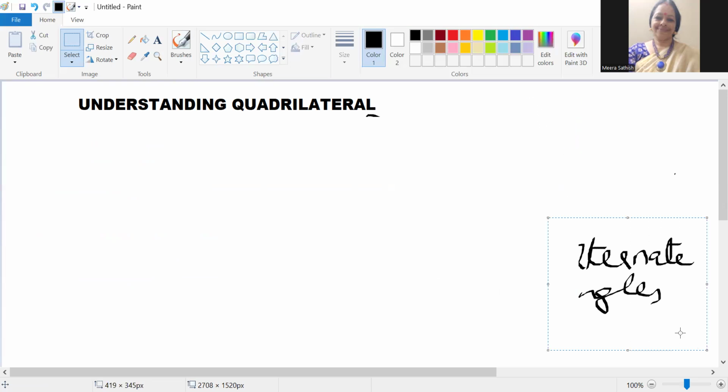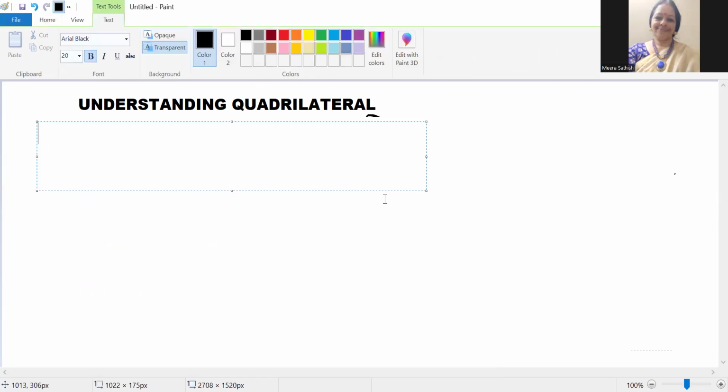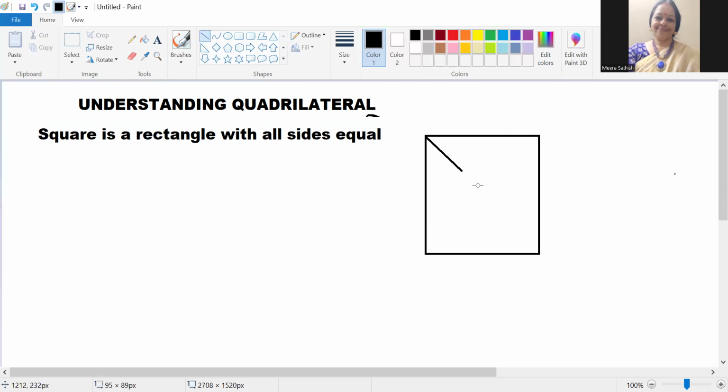Now the last one in the quadrilateral family is the beautiful member with all qualities of all the quadrilaterals. Who is that? Yes, none other than square. What is the definition of square? Square is a rectangle with all sides equal. That is the definition. And it has all the qualities of all.